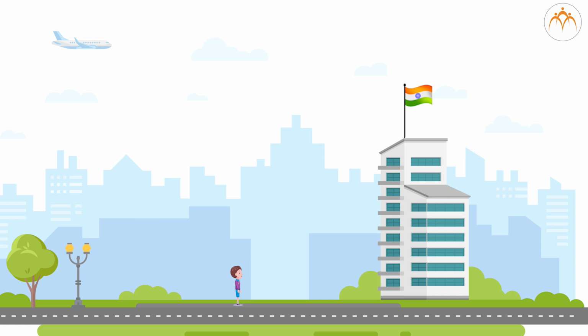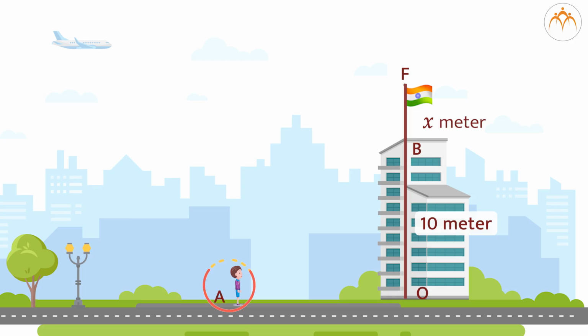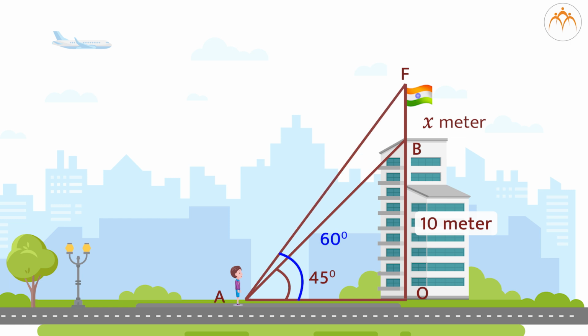Solution. Let the height of the flagpole be x meters. Now in the diagram, segment OB is the building and segment FB is the flagpole. From the given information, OB is 10 meters and FB is x meters and the observer is at point A. Therefore, from the given information, angle OAB is 45 degrees and angle OAF is 60 degrees.